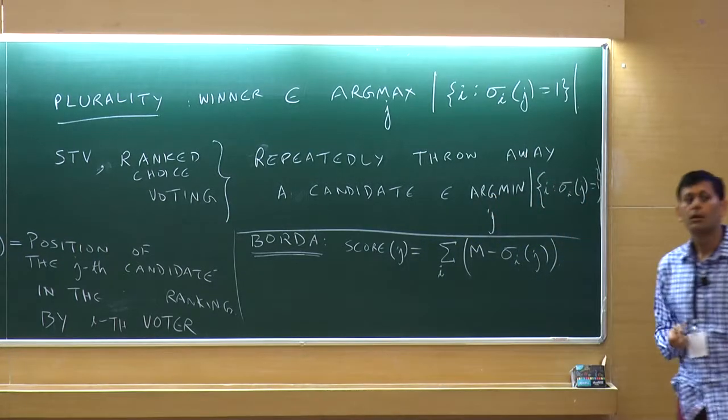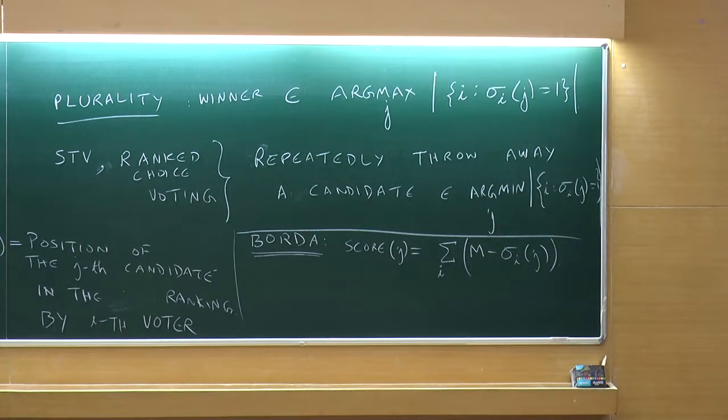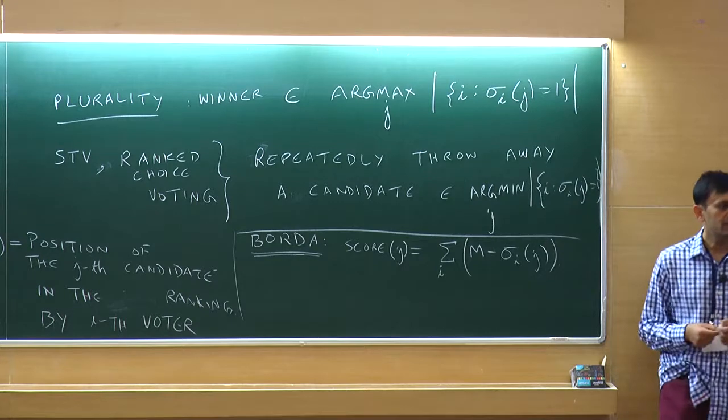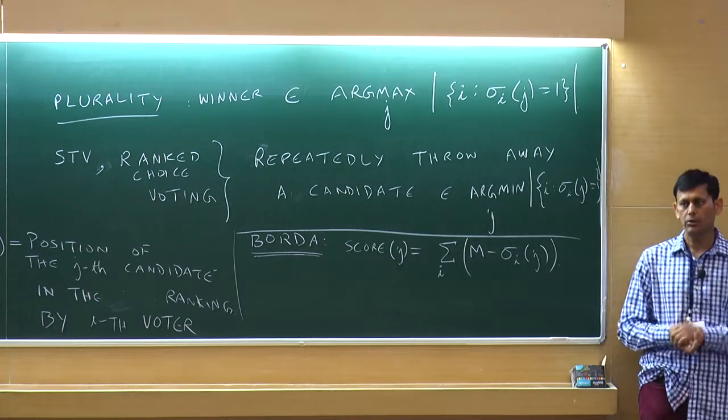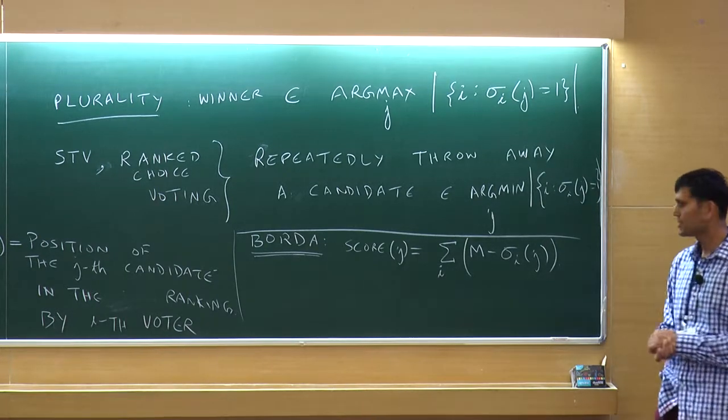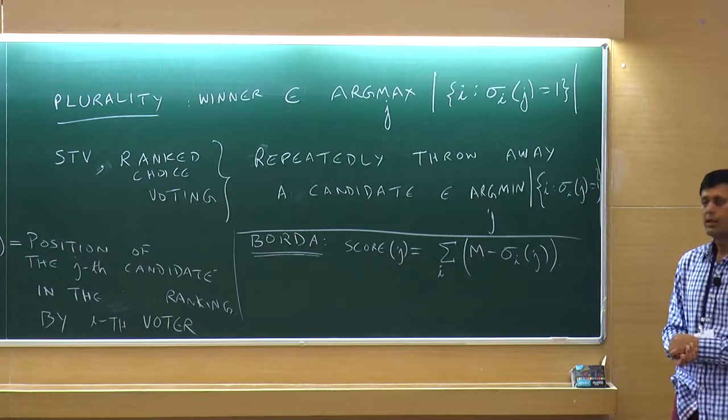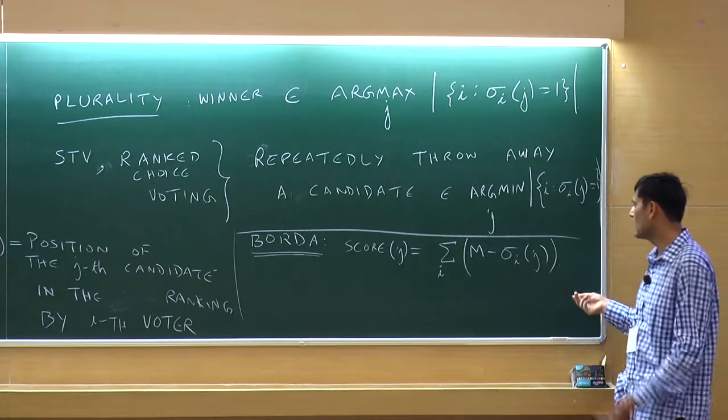So in each ranking, you give the first candidate a score of m minus 1, the second a score of m minus 2, the third m minus 3, the fourth m minus 4, all the way down to 0. And then the person with the highest score wins.